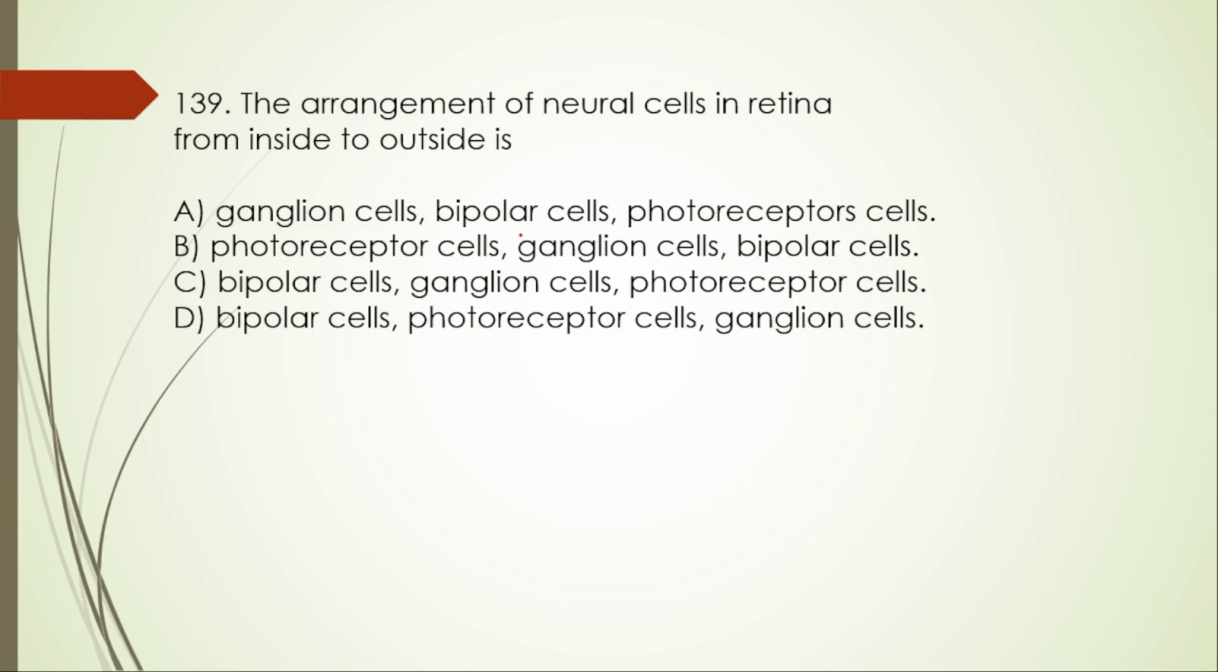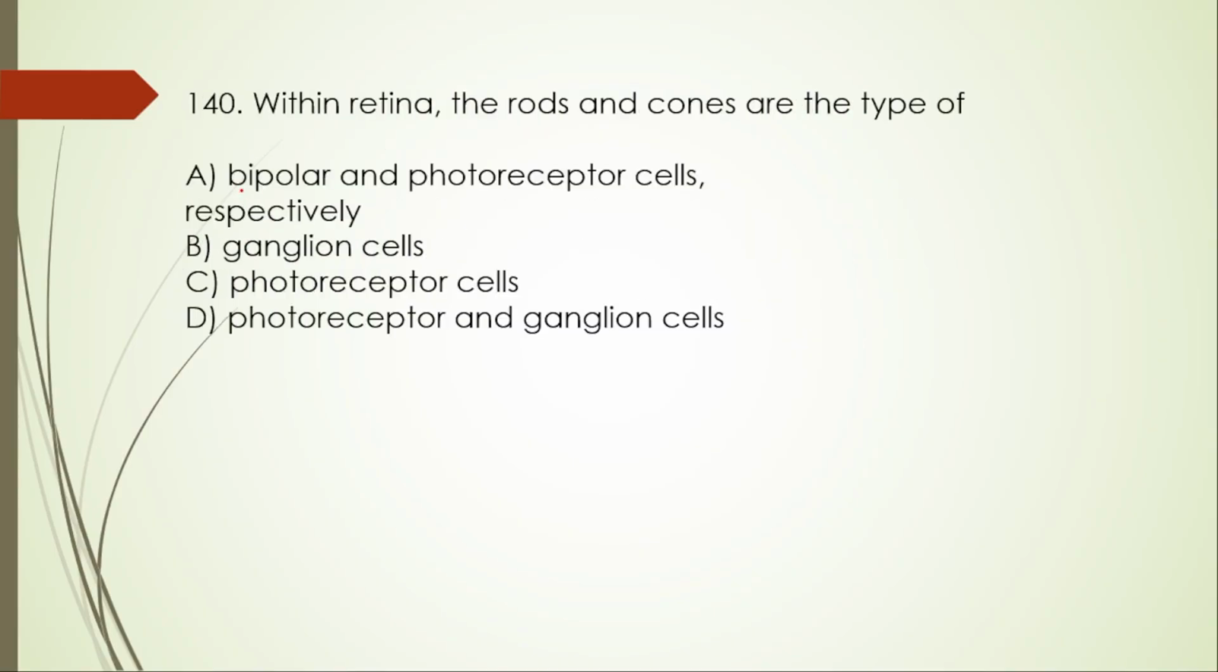Next question, 139. The arrangement of neural cells in retina from inside to outside. From inside, firstly will be ganglion cells. So this one will be the right: ganglion cells, bipolar cells, photoreceptor cells. So A is right. 140. Within the retina, the rods and then cones are types of bipolar and photoreceptor cells respectively, ganglion cells, C, photoreceptor cells. So the rods and then cones are photoreceptor cells.